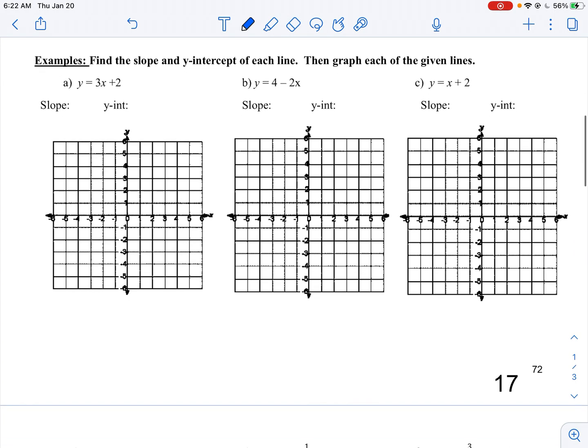Now, here we go. We're going to come down here and look at y equals 3x plus 2. The number in front of x is my slope. I want it as a fraction. The number that stands alone, the constant, is my y-intercept. So the very first thing I do is go to 0, 2, and plot that point.